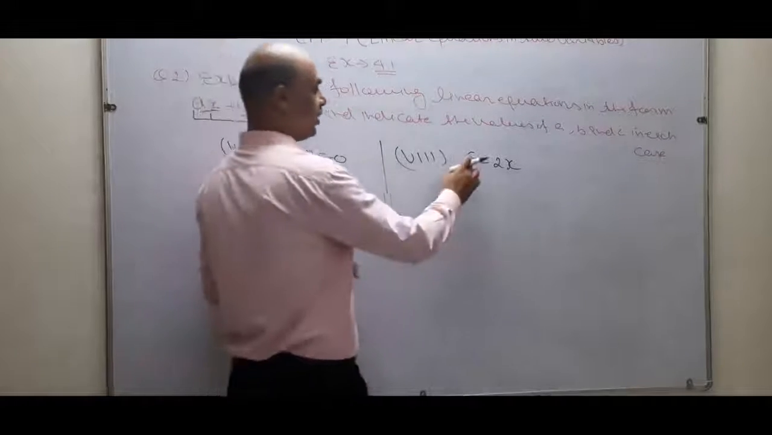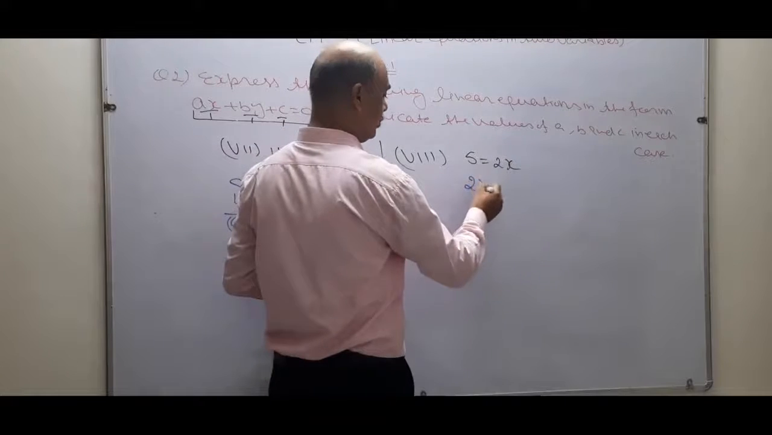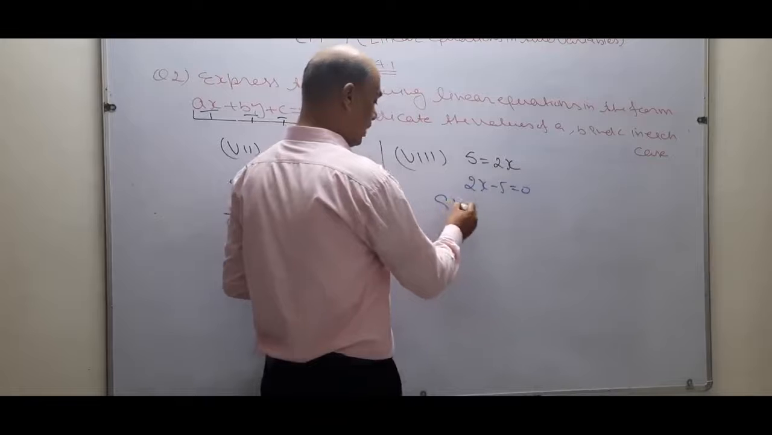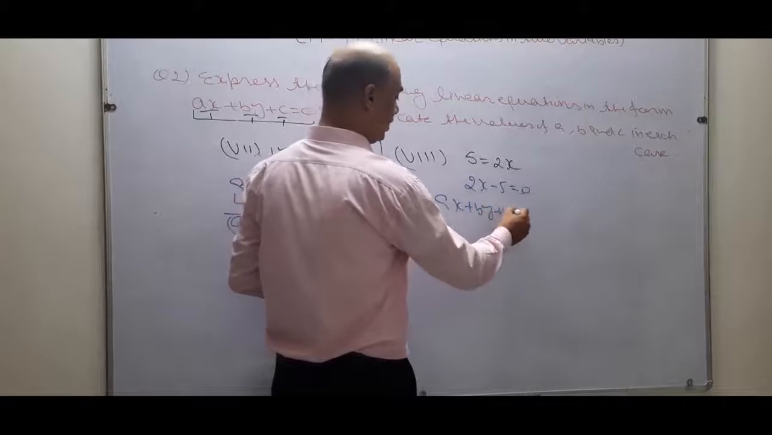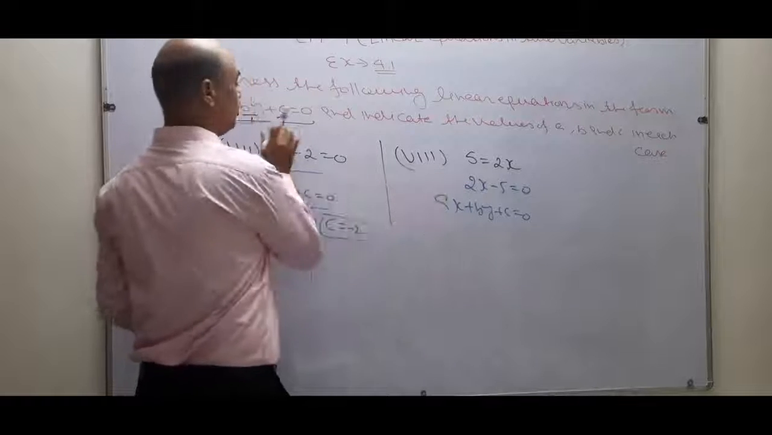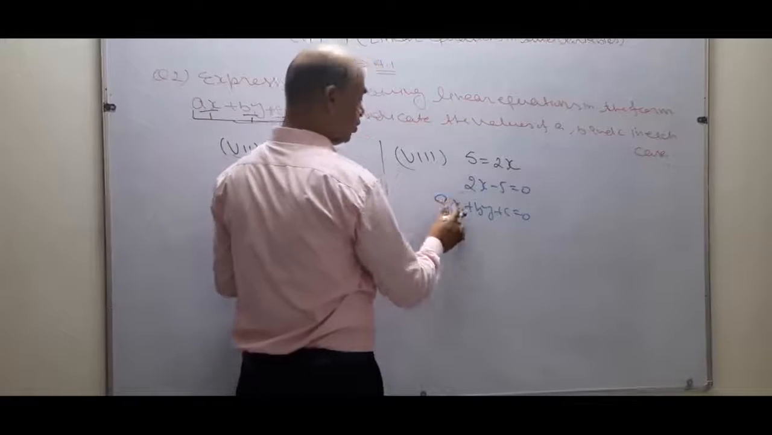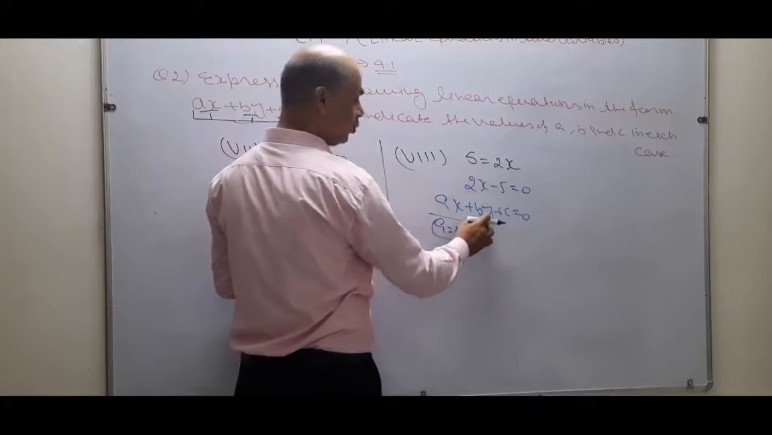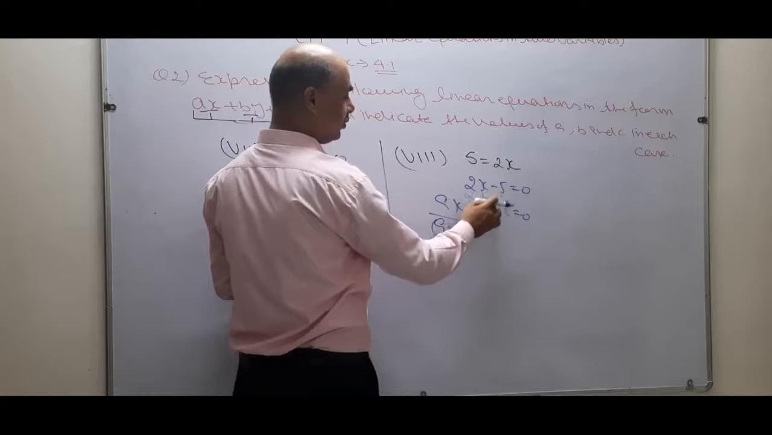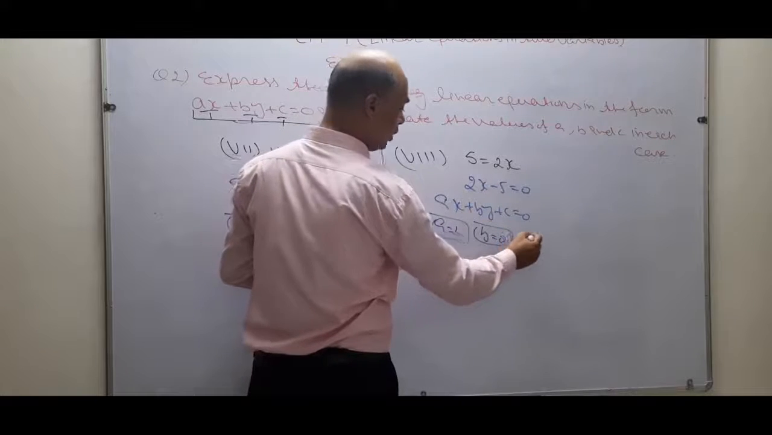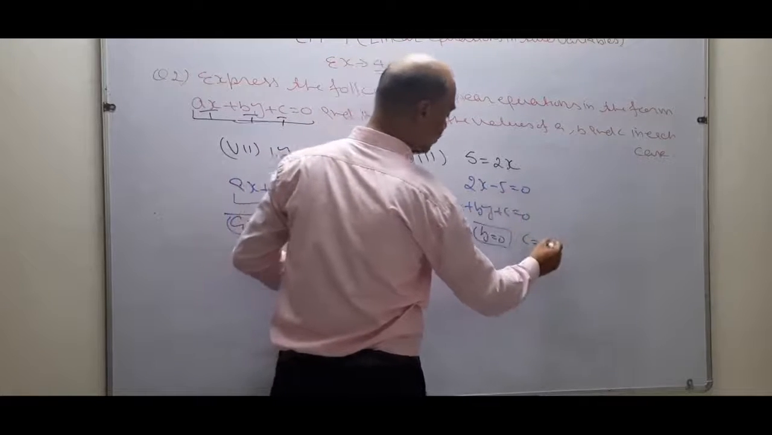Now I take this 5 from right to left. So this becomes 2x minus 5 equal to 0. Okay, now I am going to compare it with the given standard form. This is the given standard form. I am going to compare this equation with this form, and I compare the coefficient of x. The value of a becomes 2. Now I compare the coefficient of y. The coefficient of y is not there, so it means the value of b becomes 0. So the value of c is -5.